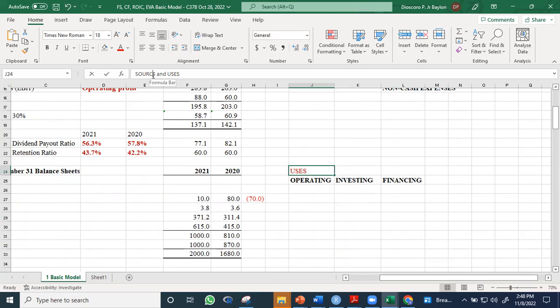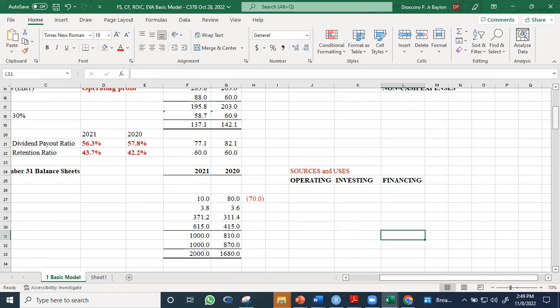Sorry for the spelling. Sources and uses of cash, okay, as derived from operating, investing, and financing activities for a specific period of time. So that's what we want to investigate, and we want to construct a formal statement of cash flows.